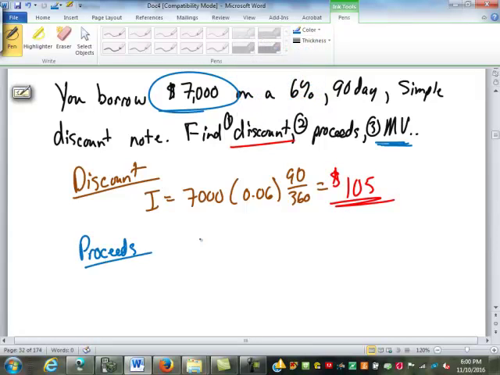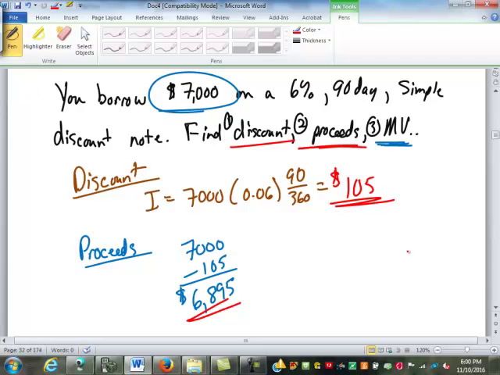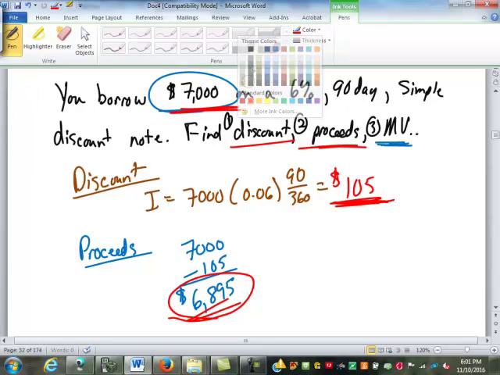Proceeds. $7,000 minus 105 is $6,895. That is the proceeds. So in this loan, you would receive $6,895. You'll pay $105 in interest, so that at the end you pay back the $7,000. Does that make sense?